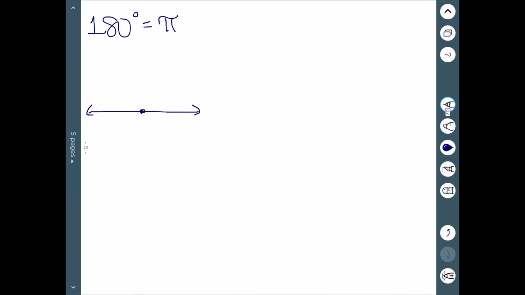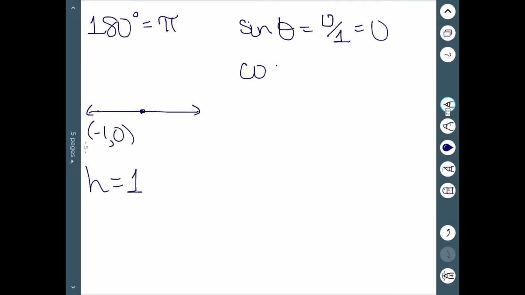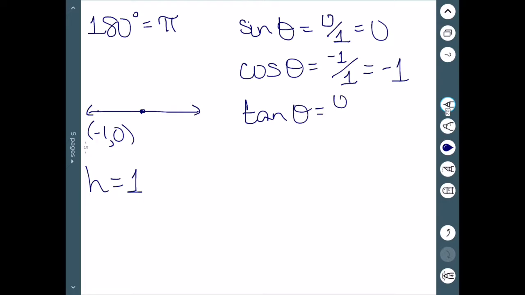Next, we'll consider 180 degrees, which is a straight angle. So we have a point on the terminal side like (-1, 0). And once again, you can double check, but the hypotenuse will be 1. So sine of theta is opposite over hypotenuse, which is 0. Cosine is adjacent over hypotenuse, which is -1. Tangent is opposite over adjacent, which is 0.